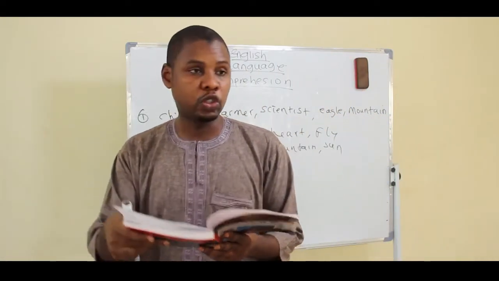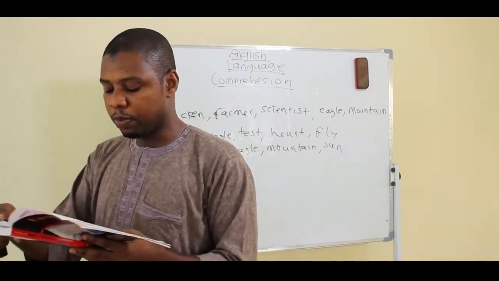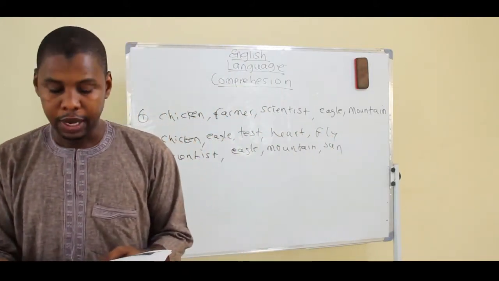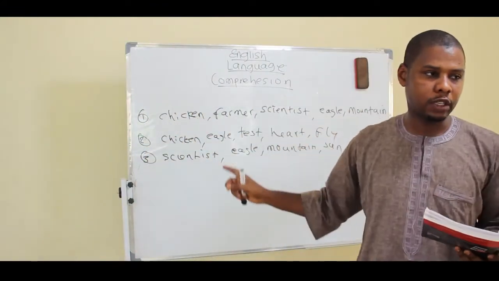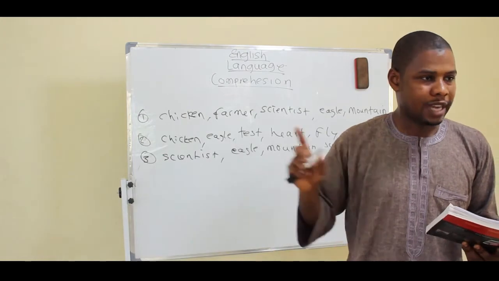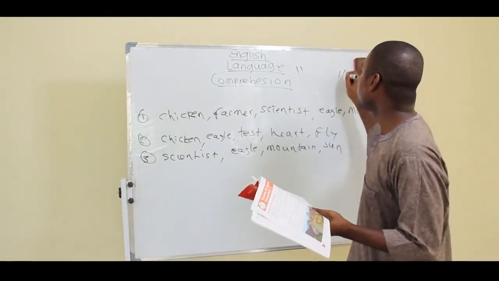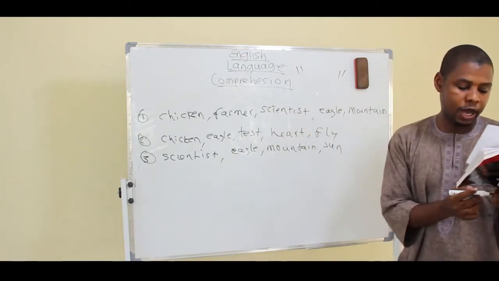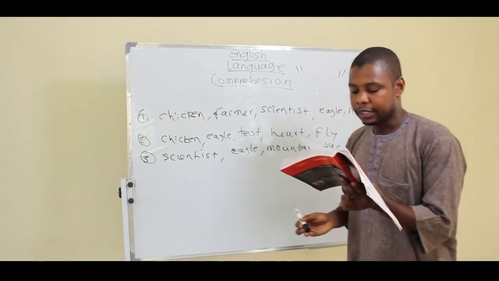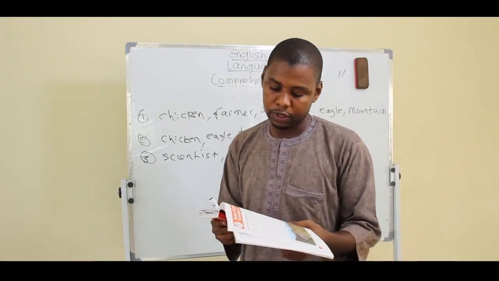Quote a sentence from the story to show that the scientists believe that the eagle could still behave like an eagle. Now, there is the need in this case to go back to the passage, to quote directly. When they say quote, that means you need to quote word for word from the passage. The scientists believe that the eagle could still behave like an eagle.